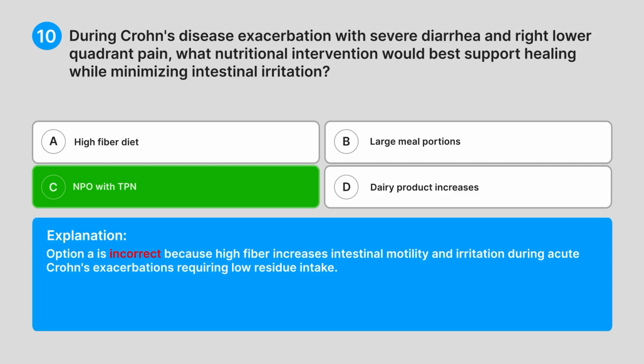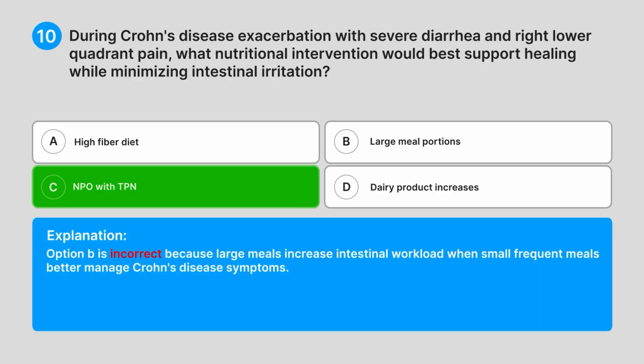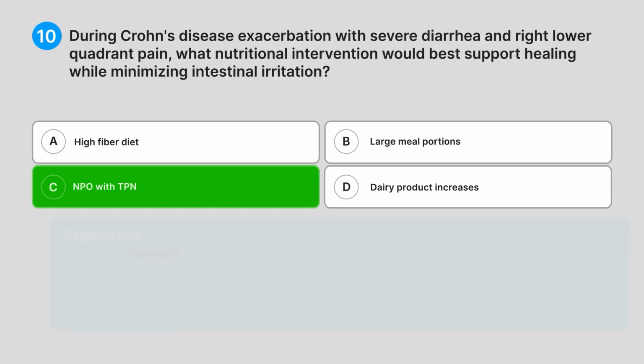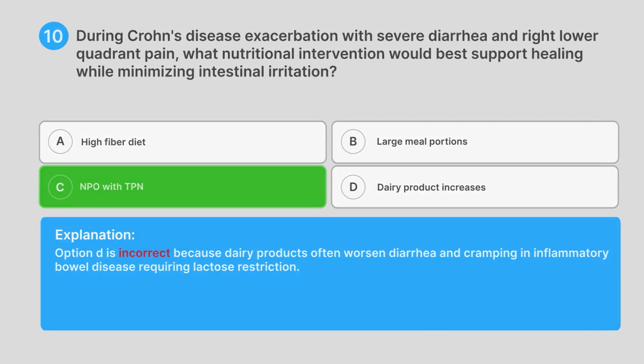Option A is incorrect because high fiber increases intestinal motility and irritation during acute Crohn's exacerbations requiring low residue intake. Option B is incorrect because large meals increase intestinal workload when small frequent meals better manage Crohn's disease symptoms. Option D is incorrect because dairy products often worsen diarrhea and cramping in inflammatory bowel disease requiring lactose restriction.